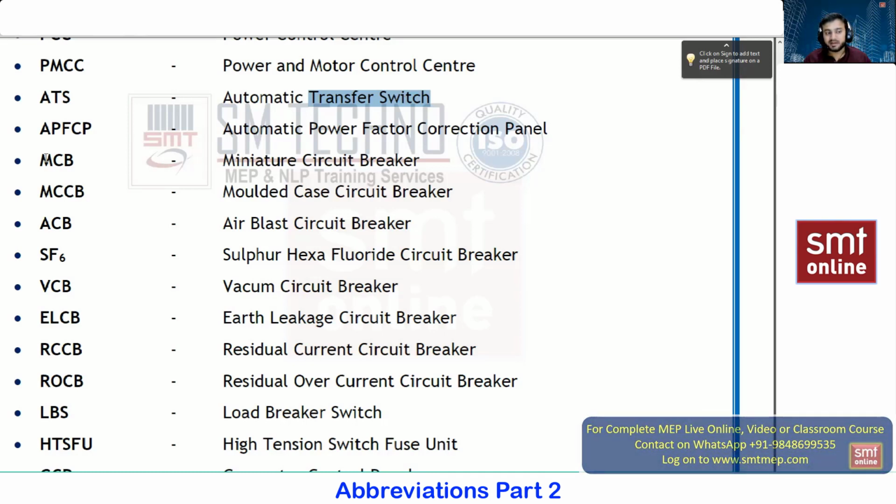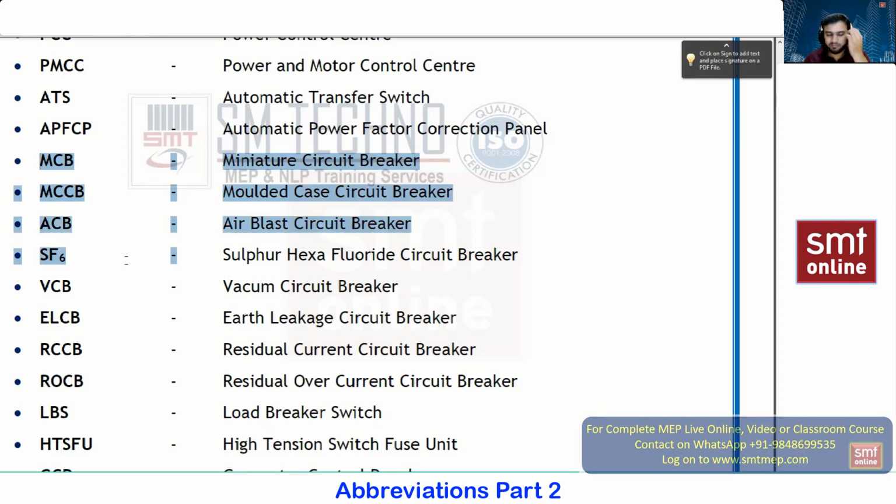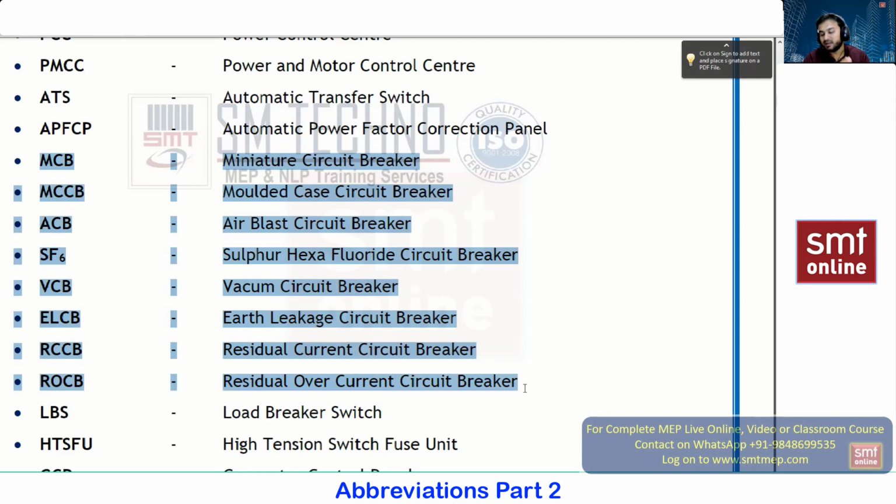Next, we have the circuit breakers like MCB, miniature circuit breaker, MCCB, molded case circuit breaker, ACB, air blast circuit breaker, SF6, sulfur hexafluoride circuit breaker, VCB, vacuum circuit breaker, ELCB, earth leakage circuit breaker, RCCB, residual current circuit breaker, ROCB, residual overcurrent circuit breaker. So these are the different types of circuit breaker. With this chapter, I say just memorize these abbreviations and full forms, because all these concepts in the future we are going to discuss in the circuit breaker calculations.